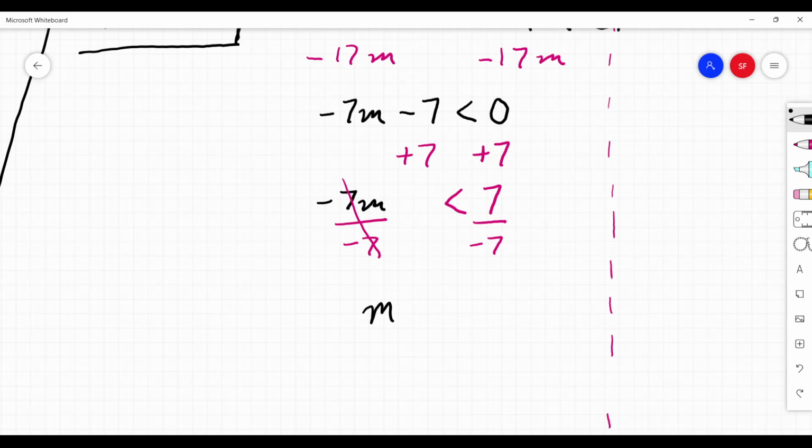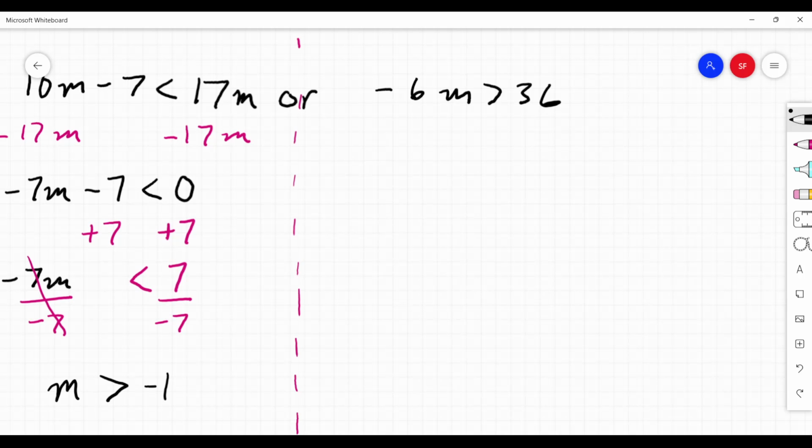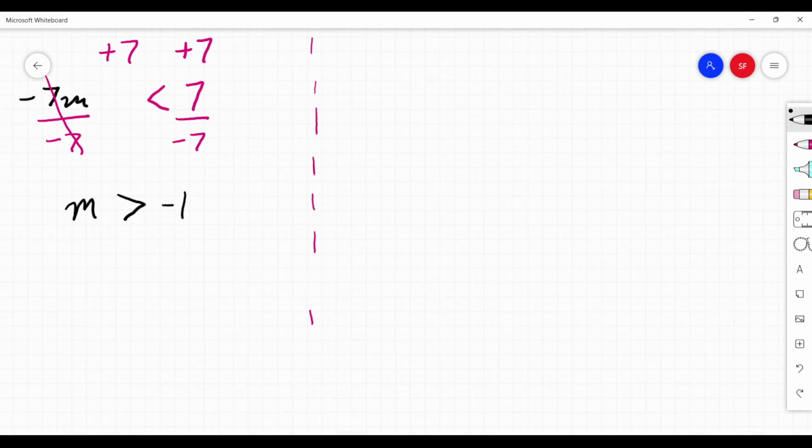m is less than -1. Is greater than -1. Oh yeah, because we divided by a negative. We got to remember those. That'll be an easy place to accidentally make a little mistake. Okay, so that's half of it.